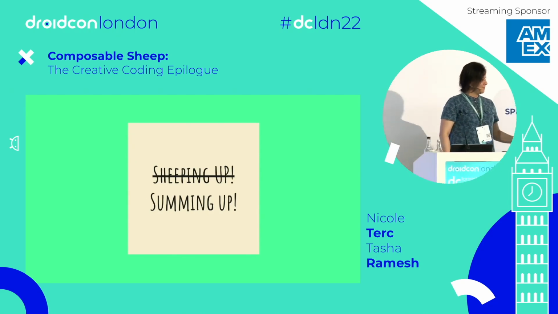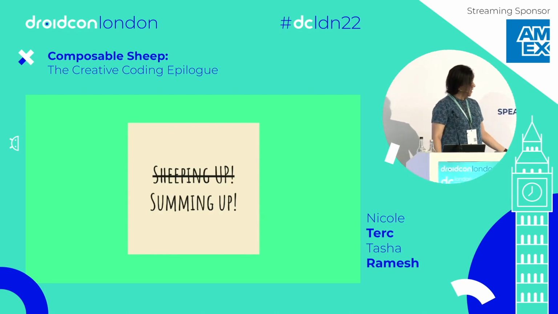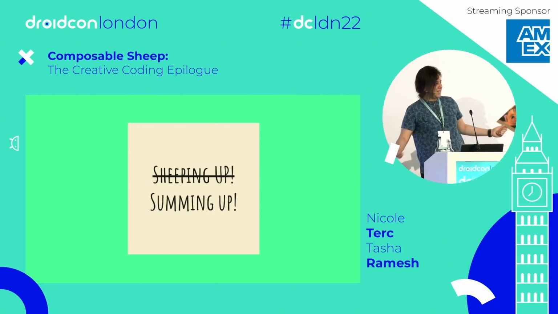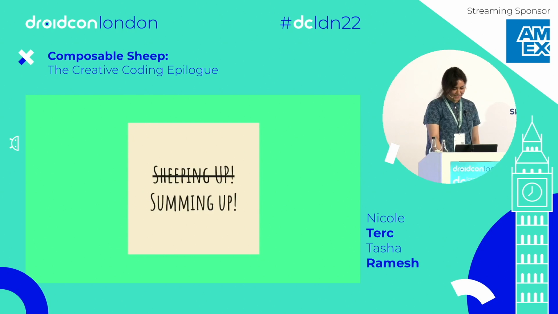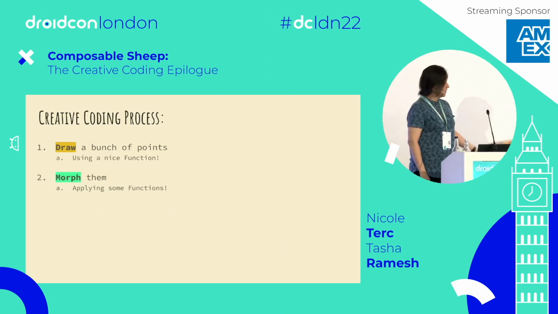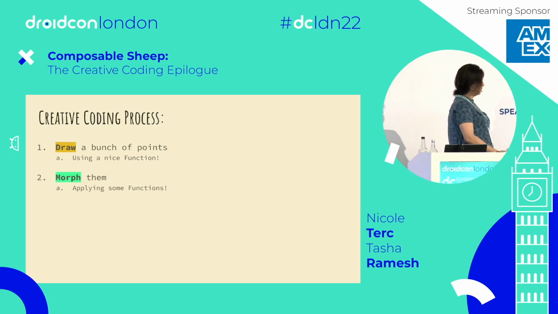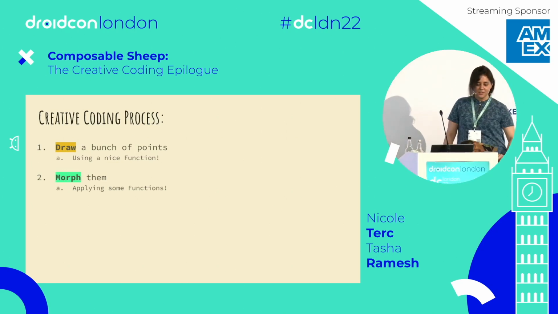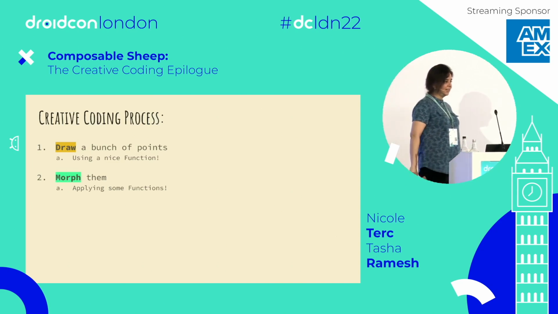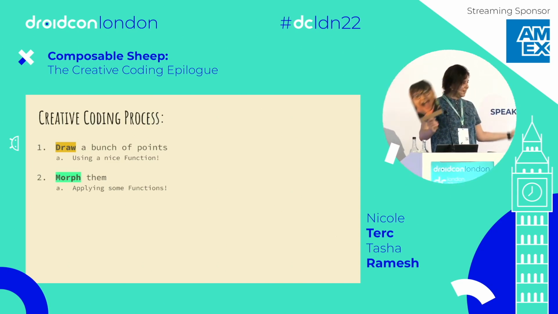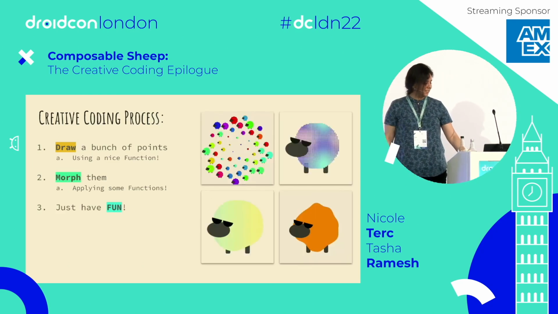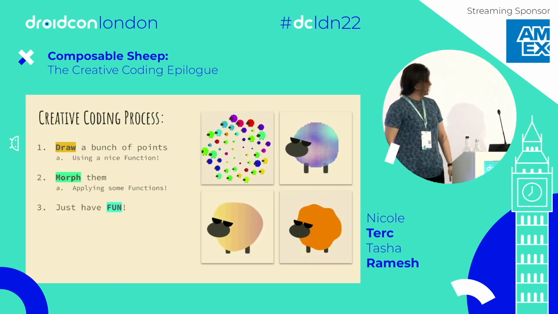Now, wrapping up all of this. As we saw, we had a lot of examples on how you can start with this creative coding stuff. And there was no meaning behind it. It was just for the fun of it. So wrapping up, this is our creative coding process that we highly encourage you to start with before you start experimenting around. The first step is to draw a bunch of points using functions. The next step is just to go wild and start morphing them. That's it. But remember, folks, the most important part of all of this is just to have some fun.